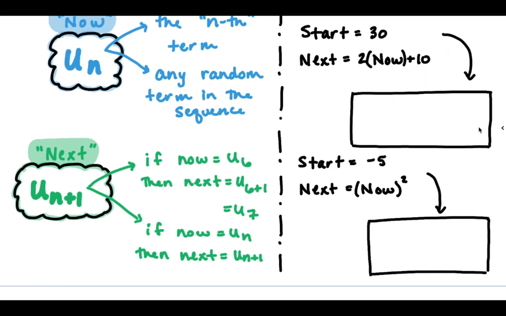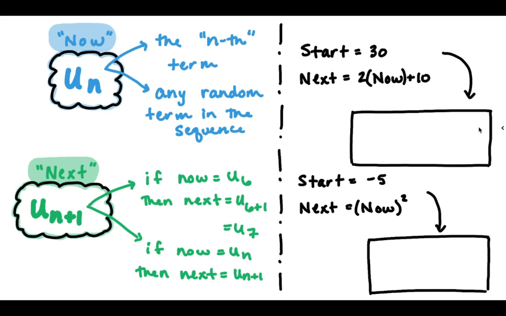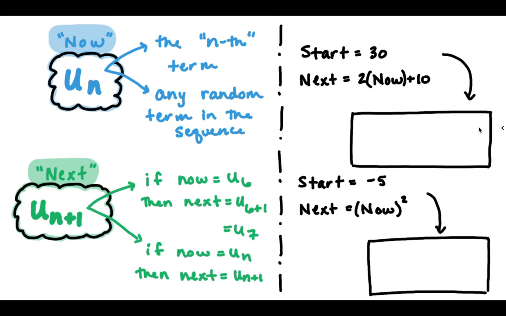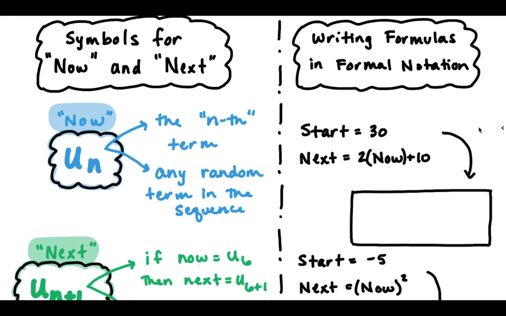So those are our symbols for now and next, and that's going to help us translate our now next formulas into formal notation. So that's what we're going to do now. We're going to practice writing some formulas in formal notation. Okay, let's look at this one. Start equals 30, next equals 2 times now plus 10.